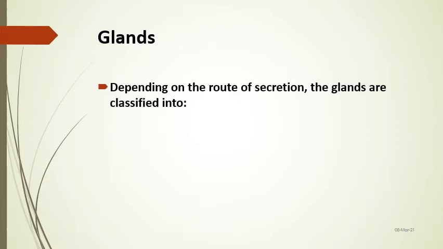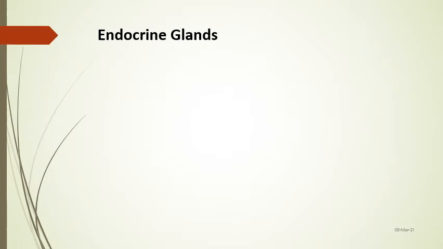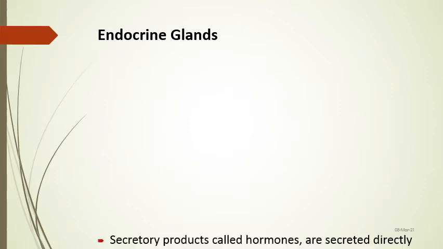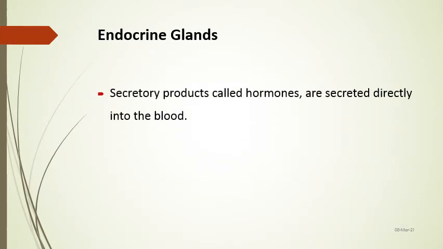The glands can be divided, depending on the route of secretion, into exocrine glands and endocrine glands. We'll start with the endocrine glands. The secretory products of these glands are called hormones, and they are secreted directly into the blood. There are no ducts.